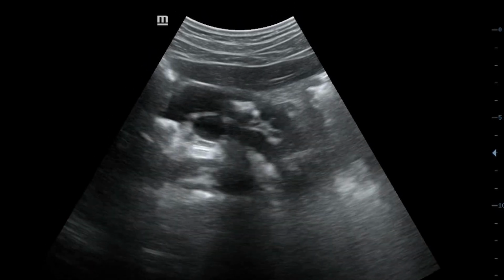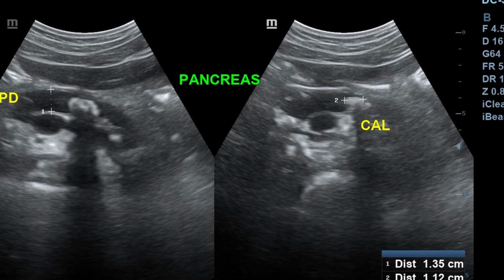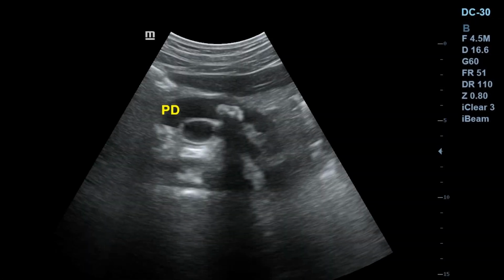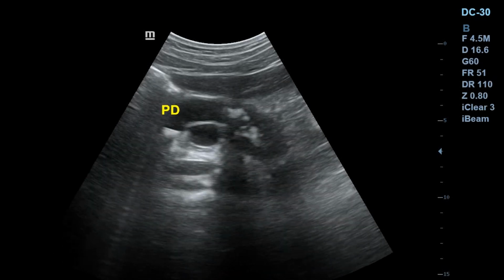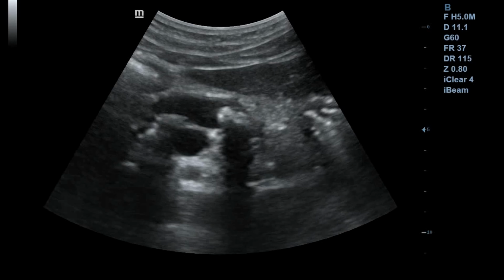In case of chronic pancreatitis, the echotexture of the pancreas is usually a mixture of hypoechoic and hyperechoic foci. Hyperechoic foci are caused by a combination of fibrosis and calcification. Hypoechoic areas are likely due to associated inflammation.